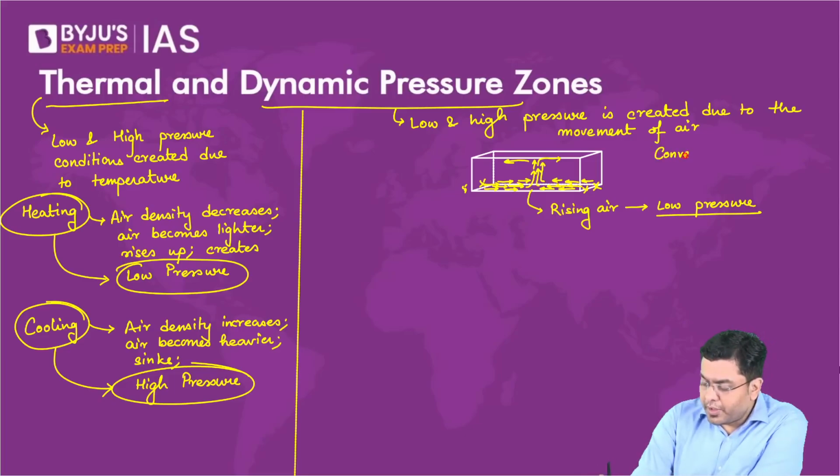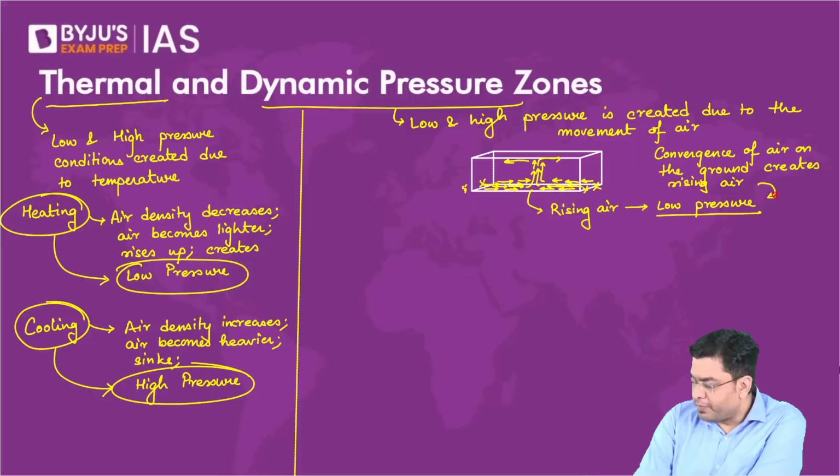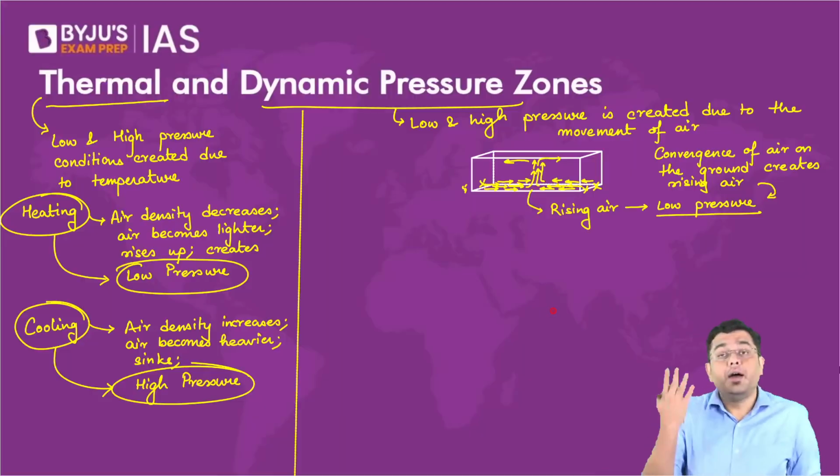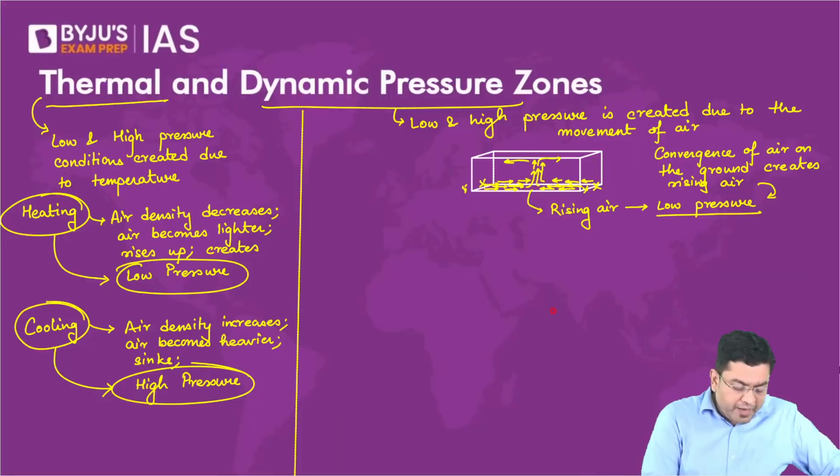Convergence of air on the ground creates rising air, and that rising air is basically going to create a kind of low pressure. Now, when we talk about another condition where we reverse this.